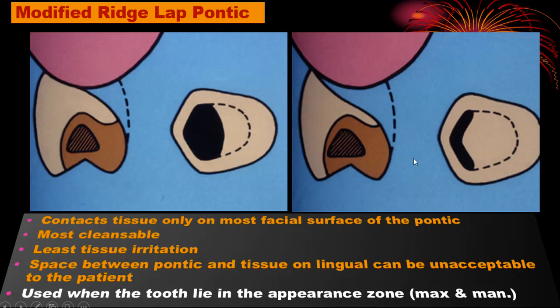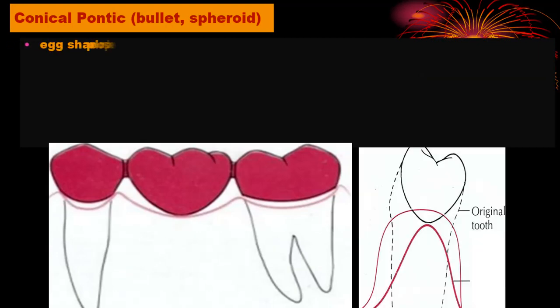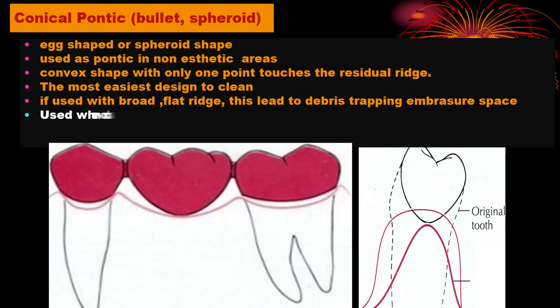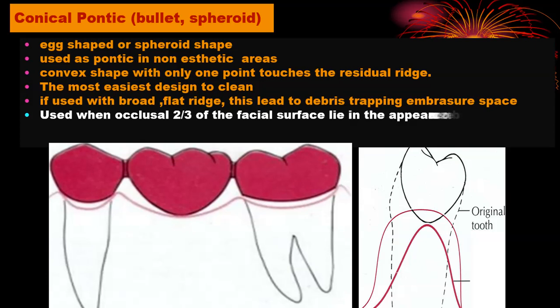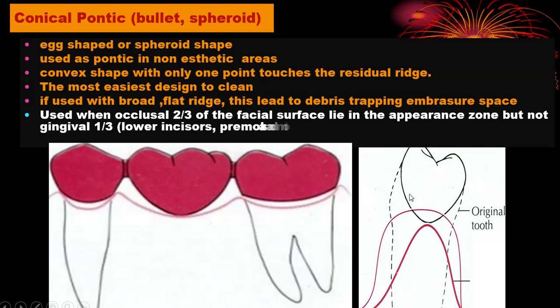يعني أغلب الديزاين، مثل ما نشوف، يصير تغيير بالديزاين أو شكل التيشو سيرفيس أو البونتيك، نحافظ على الاستاتيك وبنفس الوقت نقلل، نزيد الهايجين، نسوي more hygienic. الأذر بونتيك اللي هو conical or bullet or spheroid، هذا شكله egg shape or spheroidal. Egg shape or spheroidal pontic used when the pontic line in a non-aesthetic area.